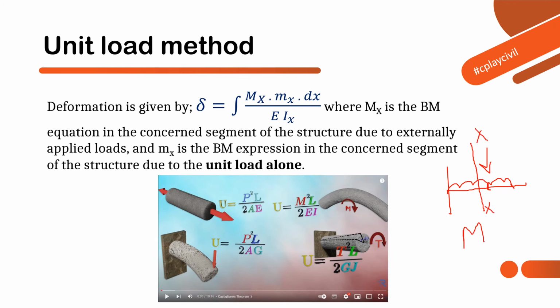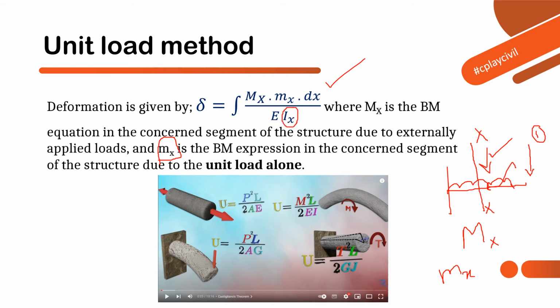Then that will be called Mx, and small mx is the bending moment expression in the concerned segment of the structure due to unit load alone. So what is the unit load? This UDL and this point load have to be removed and we apply only the unit load, and due to this unit load, what is the mx equation, that we have to find out. And then just substitute in this formula, that is Mx into mx dx by EIx.